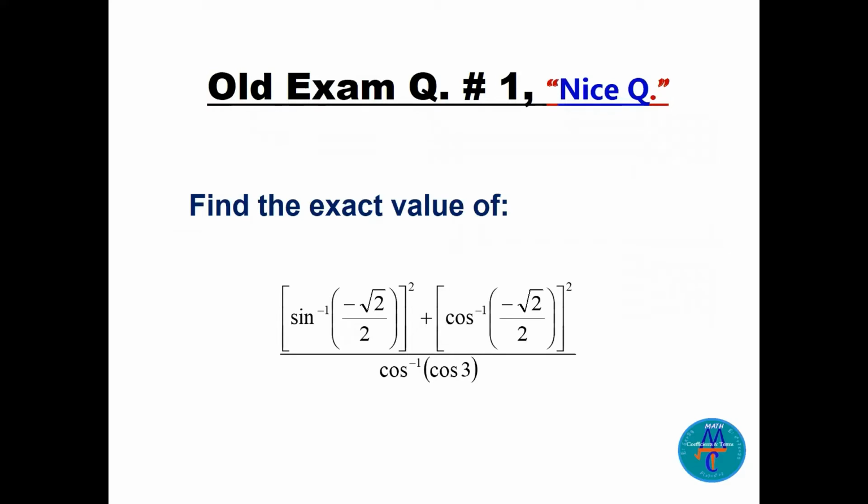Now, I will leave some questions for you here to practice, as all the exam questions. Find the exact value of this quantity here. All this expression, you need to find the value. So you can start with sine inverse of minus square root of 2 over 2. You find the answer there, then you square it. Plus cosine inverse of minus square root of 2 over 2. Find the value, then you square it. All divided by cosine inverse cosine of 3. Remember here, 3 is an angle in radians.